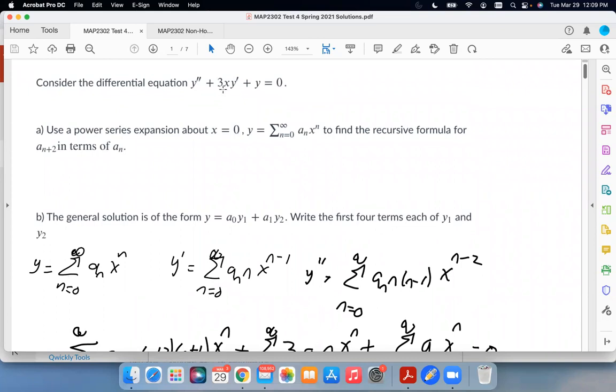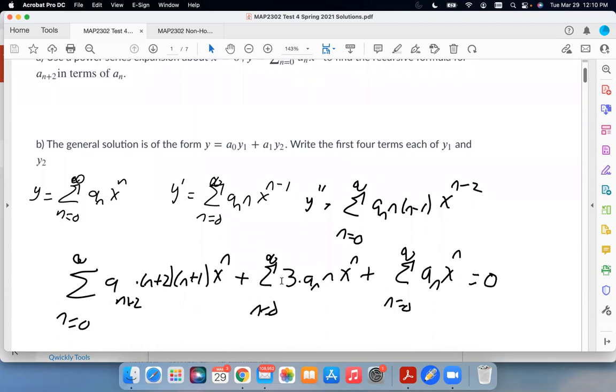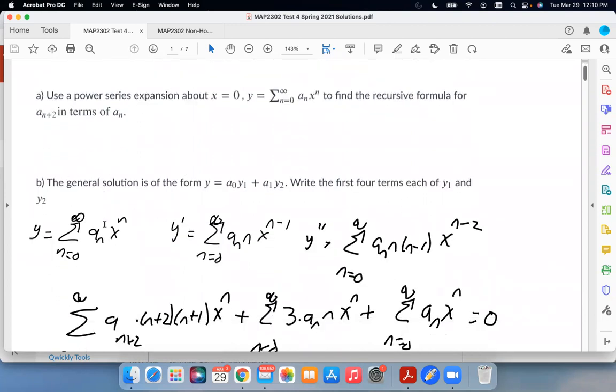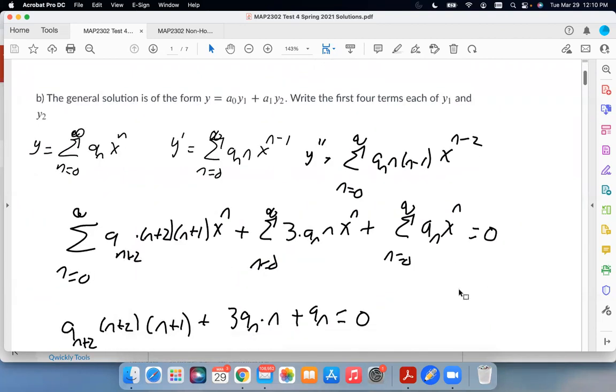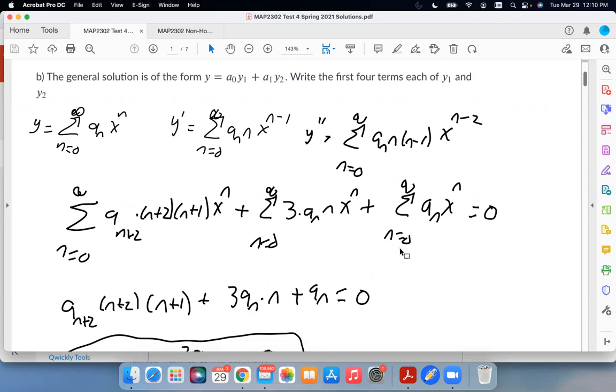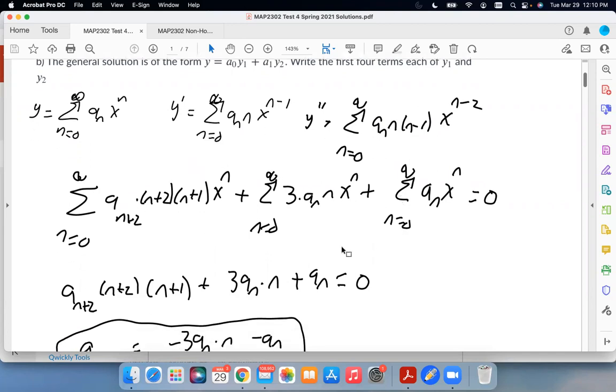Then I have 3x times y prime. So again, the x, I don't need to play that game with the y prime expression, since that x is going to raise me back up to x^n. And I brought that 3 in. And then just plus y, so just regular y, that goes here. Now everybody has a power of n, and all my n's start at 0. So I can squish everybody together into one sum.